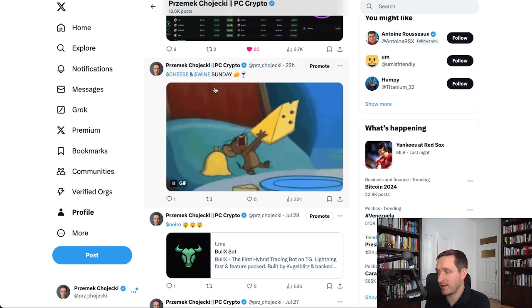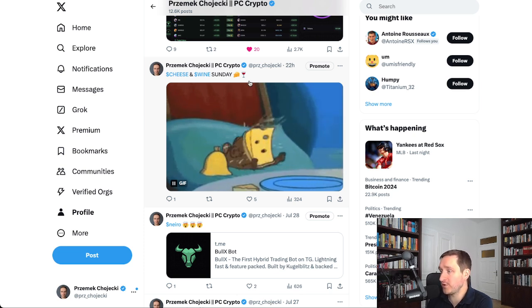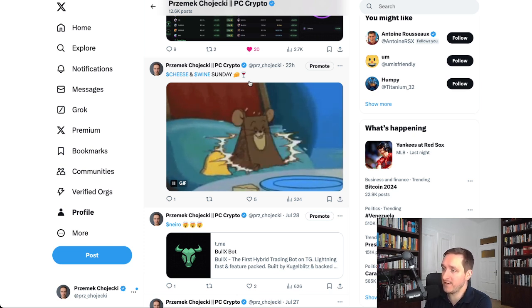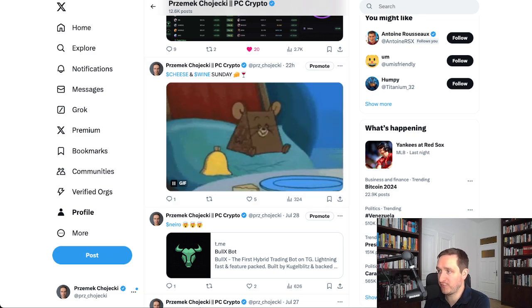For example, I'm tweeting about cheese and wine here. I'm not paid by the team. I just like the meme coin. I have it in my portfolio, so that's a natural way to tweet about it. If you find things like that, that's good. If you find things that are paid, they are still fine if they are not the only kind of tweets that appear for the particular meme coin.